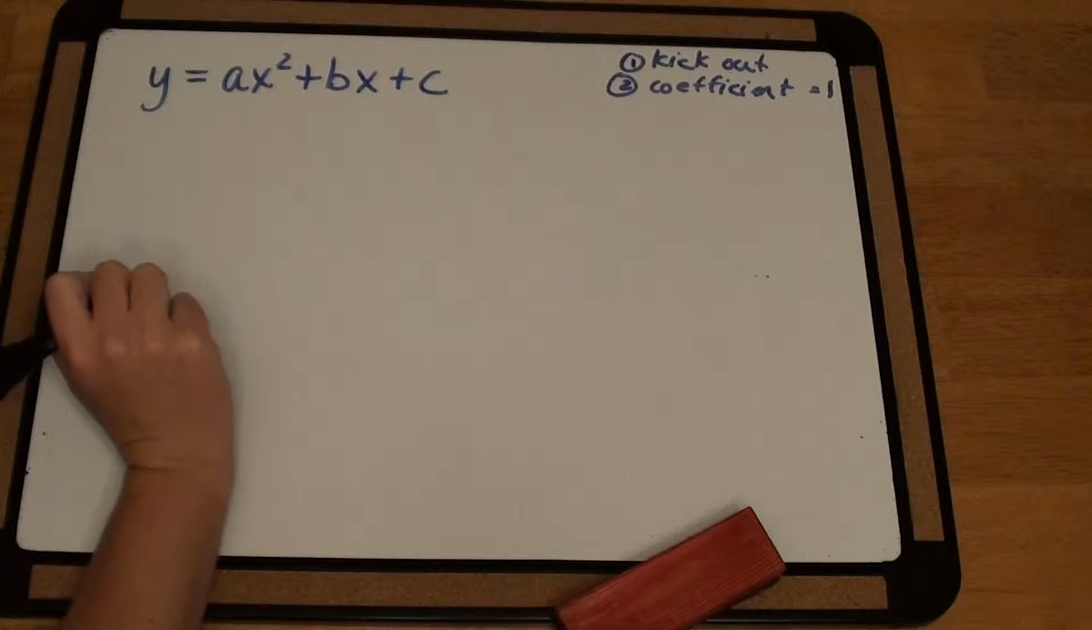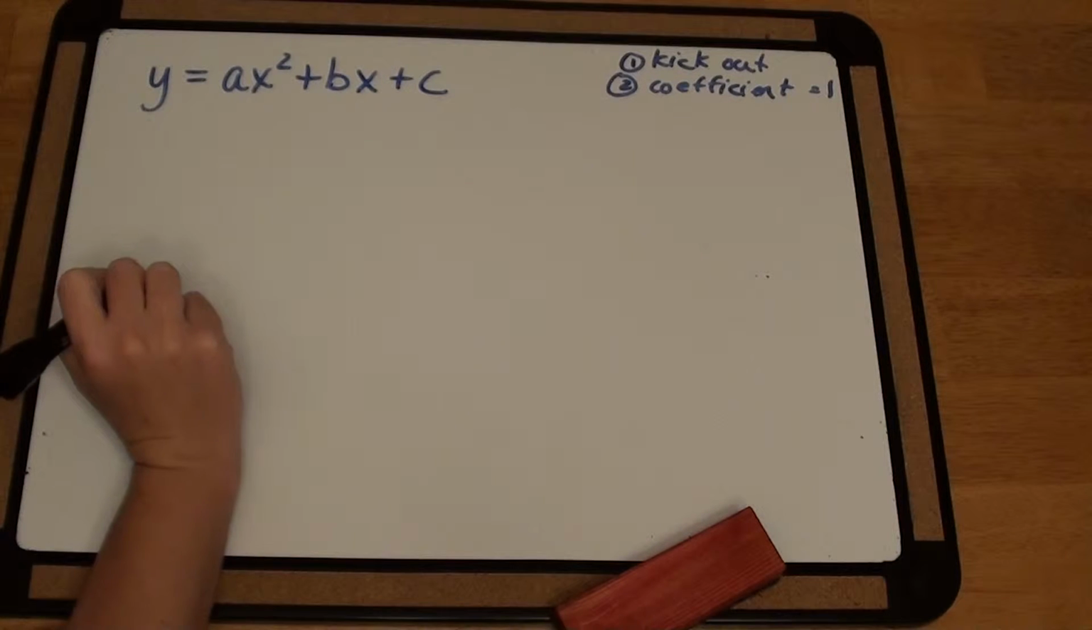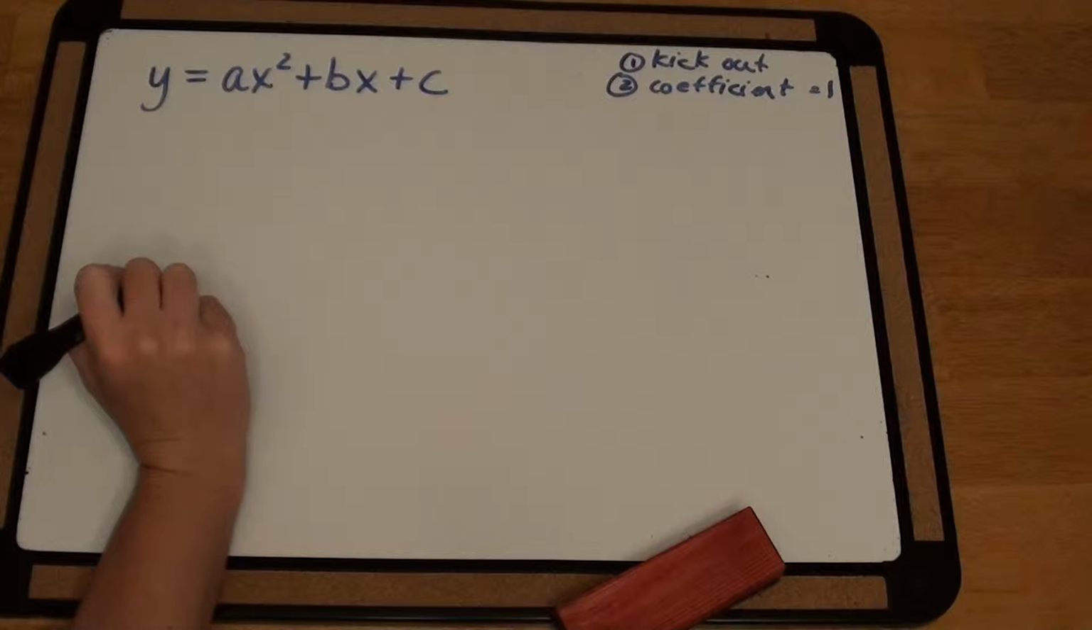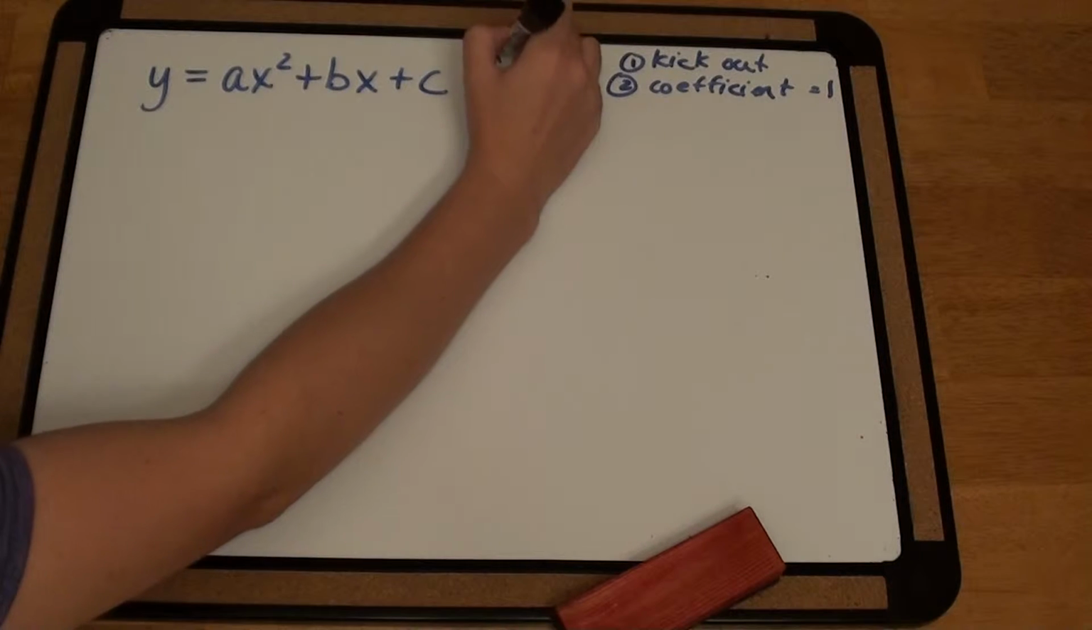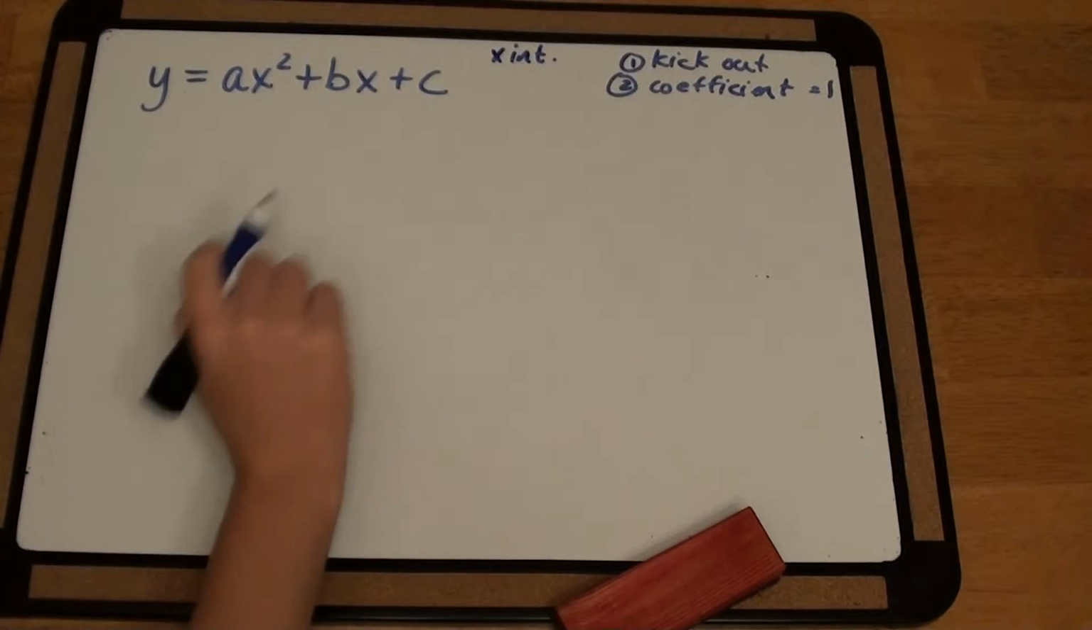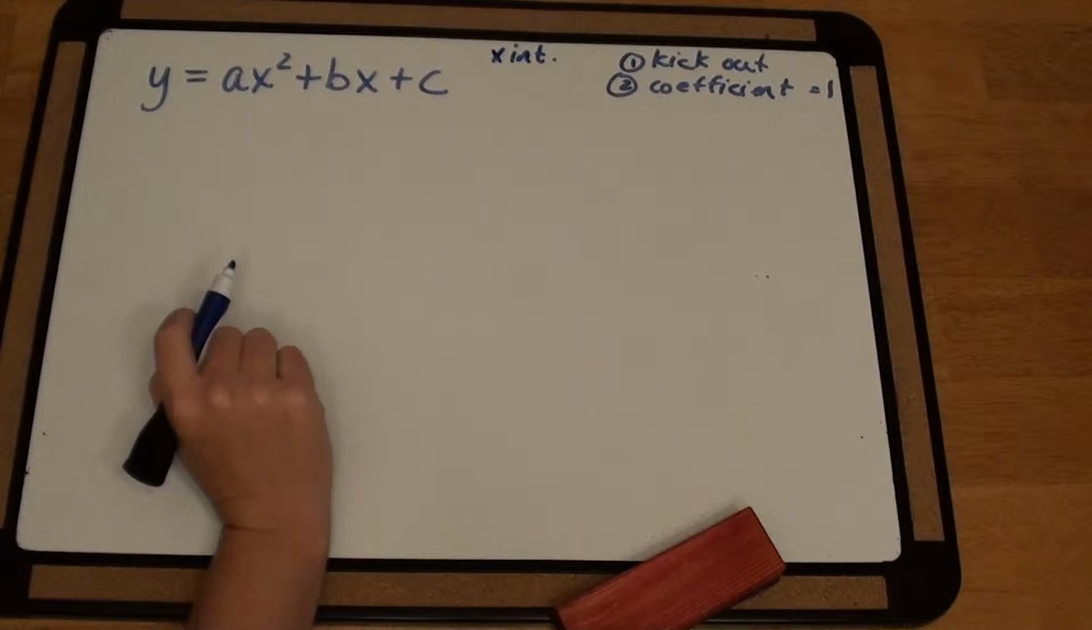Now, the quadratic formula helps us find the roots of the equation, or in other words, it helps us find the x-intercepts. That's what we're looking for here, x-intercepts, because that's what it will give us in the end. X-intercepts imply that y equals 0.